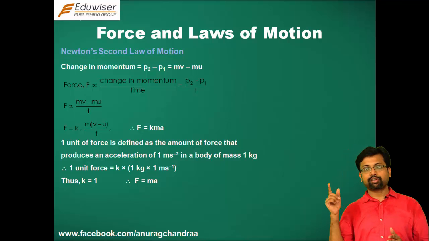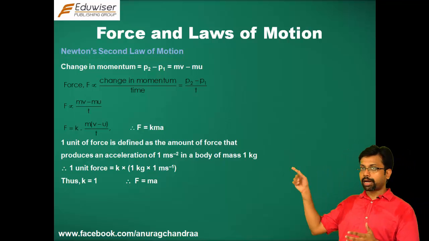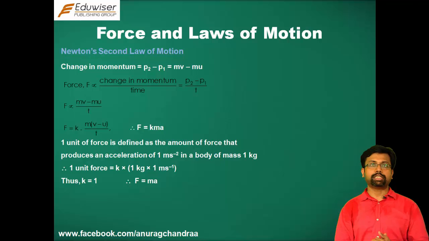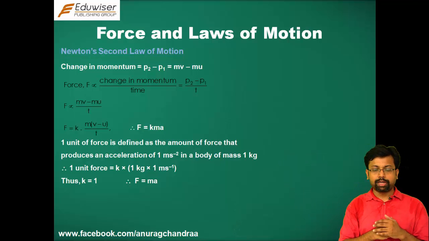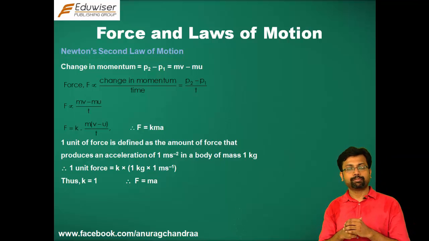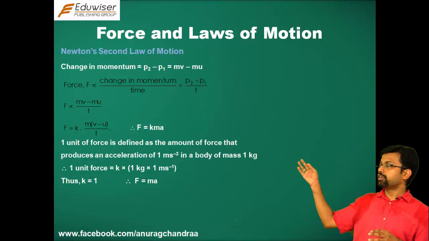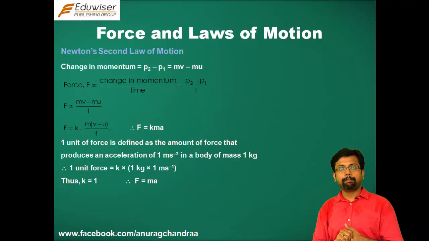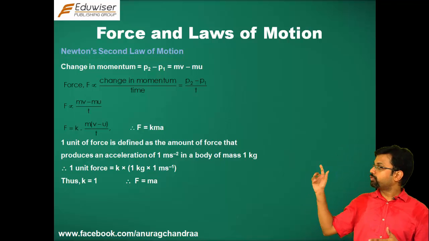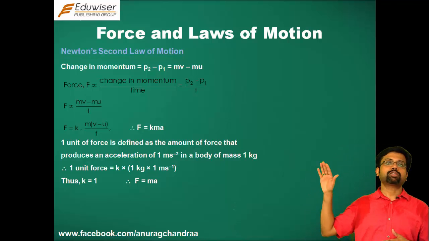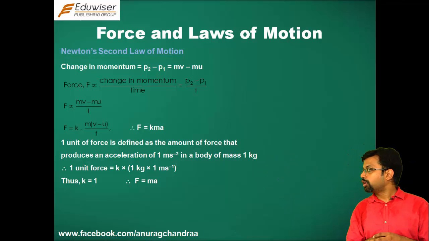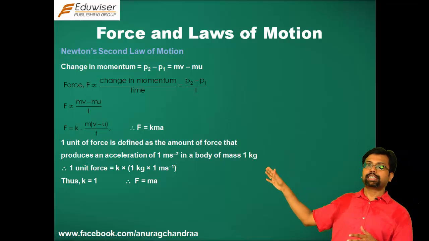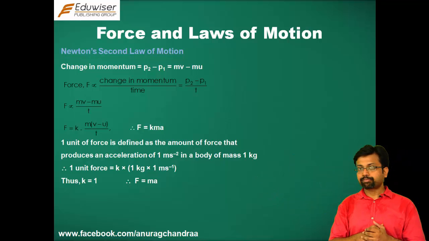So F is directly proportional to m times (v minus u) divided by t. Now what is (v minus u) by t? (v minus u) by t is actually acceleration. So we can write F is directly proportional to ma. Now to remove the proportionality sign, we replace it with a constant term that is called the constant of proportionality, and it is denoted by the letter k. So F is equal to kma.